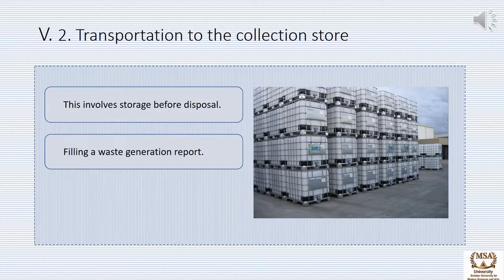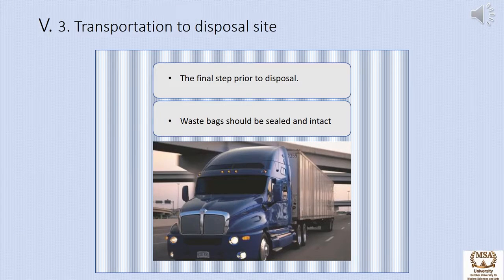Transportation to the collection store. This step involves storage before disposal. Pharmaceutical wastes in health facilities or hospital wards are returned to the pharmacy store. This is accompanied by filling a waste generation report. Transportation to a disposal site. This is the final step prior to disposal. In this step, sealed waste bags should be intact and in place at the end of transportation.